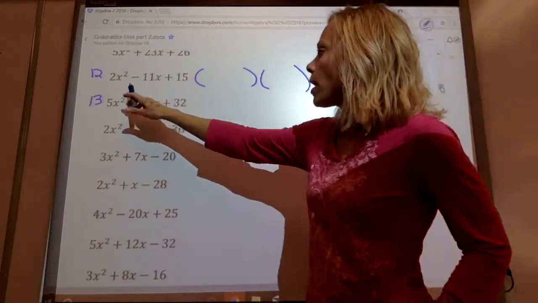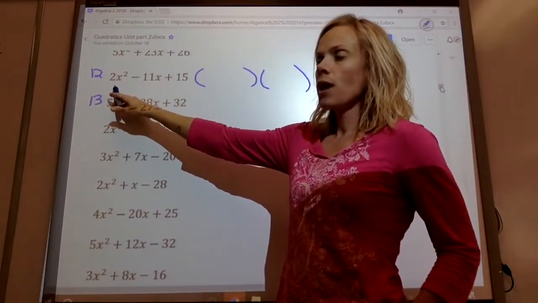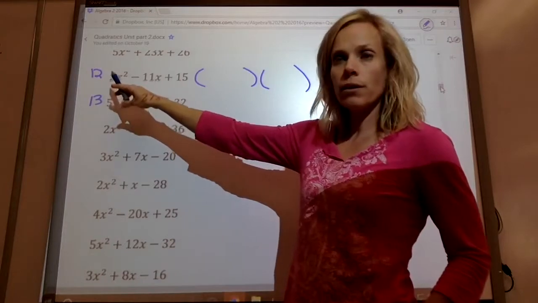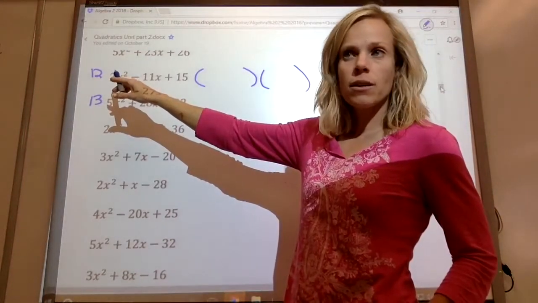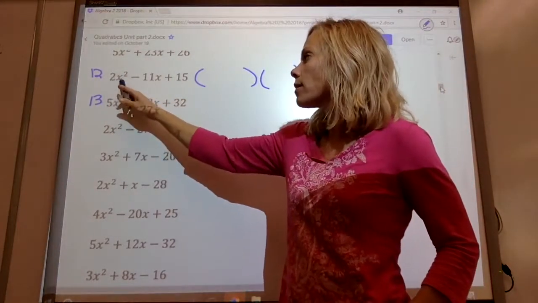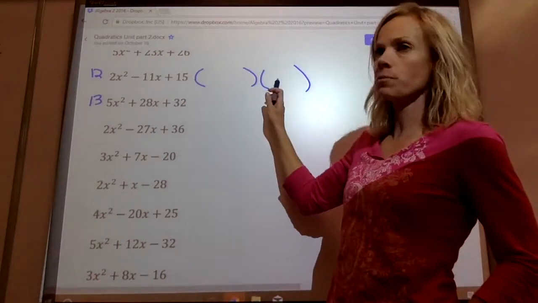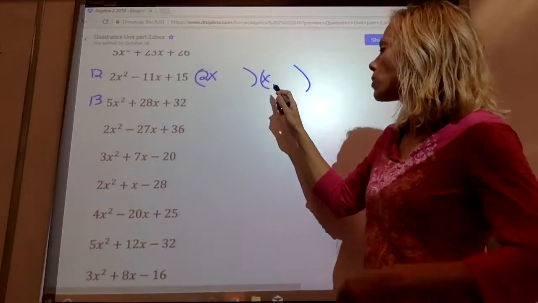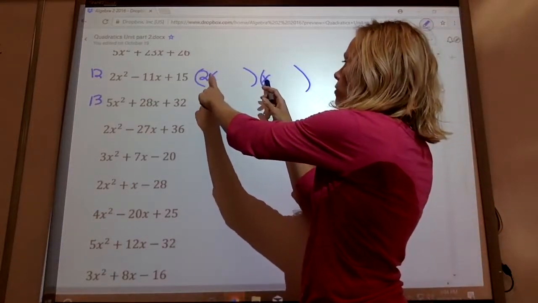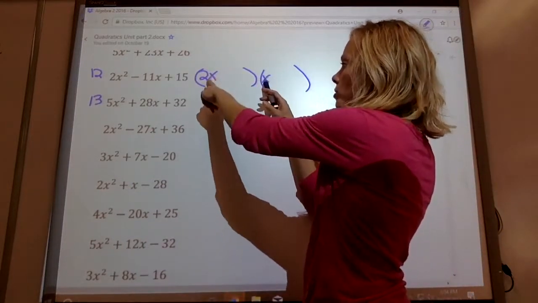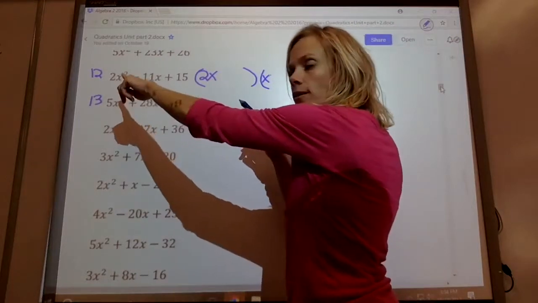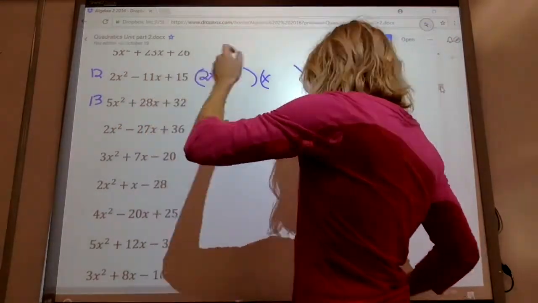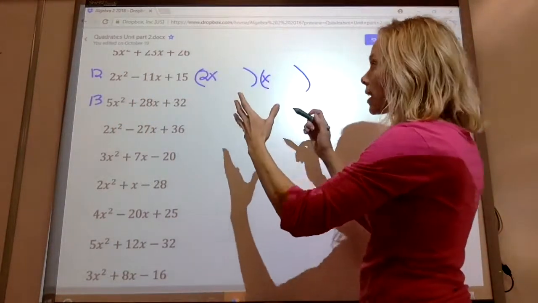When you don't have a 1 here, you have to do FOIL in your head. So to get 2x squared would be my first terms multiplying. So I would know 2x times x, that's the only combination that if I did FOIL, first, outer, inner, last, 2x times x would give me 2x squared. Okay, so now I'll try to show you what I'm thinking in my head.